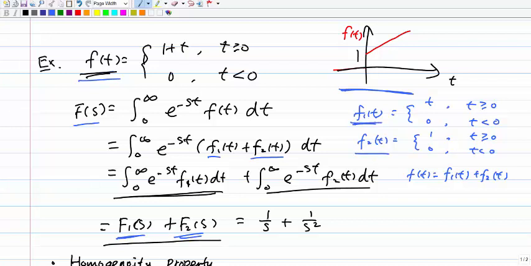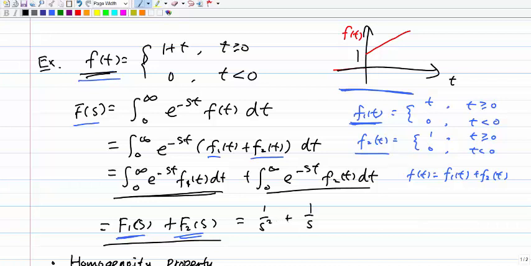So we talk about how to compute those Laplace transforms. We can use the definition to compute them. The Laplace transform of f1(t), which is t, is 1 over s squared, and for 1 it is just 1 over s.